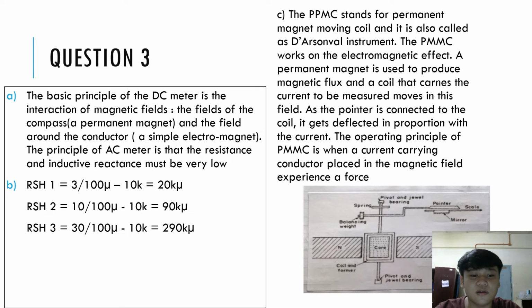RSH3 equal to 30 over 100 minus 10 equal to 290. Okay, this is for C.